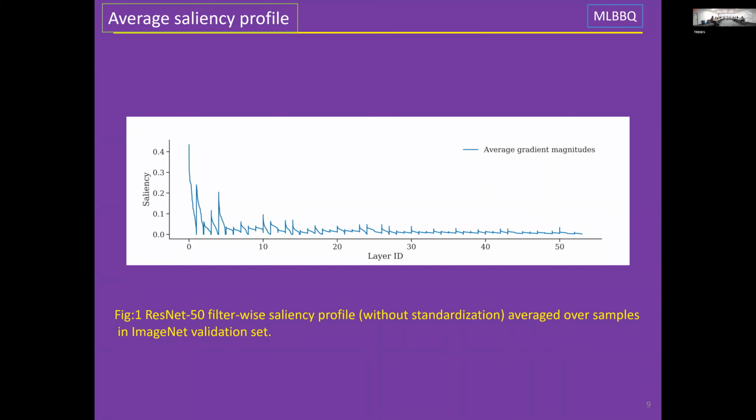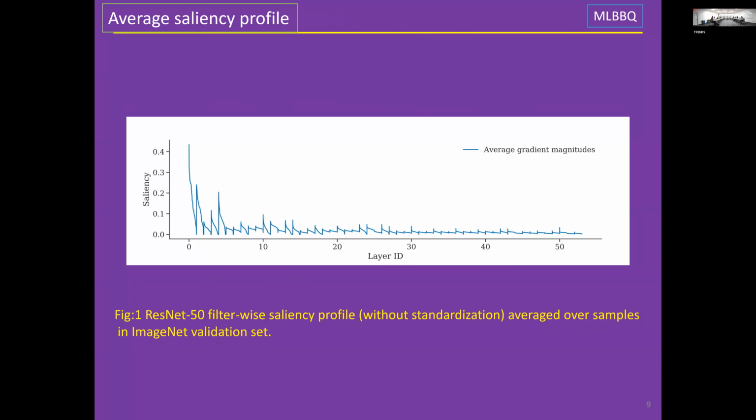Okay, so here we are showing a ResNet 50 filter-wise saliency profile. That means the saliency profile we just described, averaged over samples in the ImageNet validation set. And the saliency profile we are showing has been sorted in descending order. So from the saliency profile, we see that the shallow layers, that means the early layers, have higher saliency values compared to the later layers.